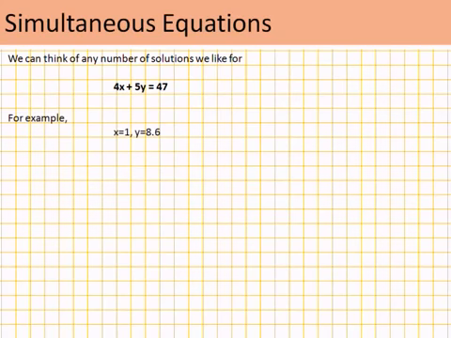So for example, if x is 1, then you can figure out that y has to be 8.6 to make the whole thing 47. If x is 2, then you can figure out that y would have to be 7.8 to make the whole thing add up to 47 again. So you can just think of any value of x and then work out what y needs to be to make it work. 3 and 7, and so on.